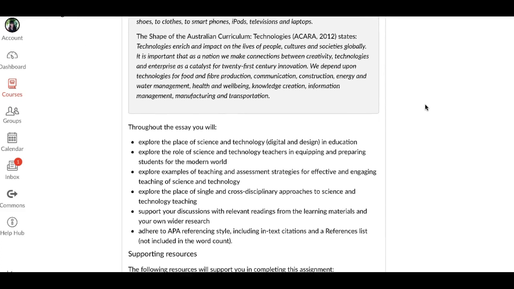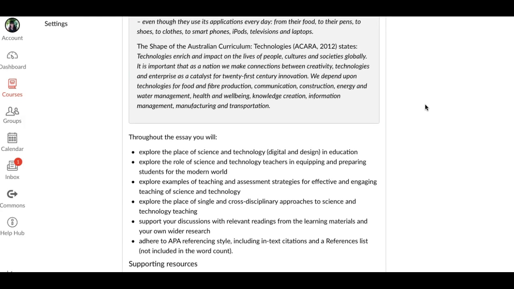So in this essay, throughout the whole essay, we want you to respond, and in your response, we want you to explore the place of science and technology, both digital and design, in education. So it's science and technology. Don't forget the science. Explore the role of science and technology teachers in equipping and preparing students for the modern world. Explore examples of teaching and assessment strategies for effective and engaging teaching of science and technology. And also explore the place of single and cross-disciplinary approaches to science and teaching technology.